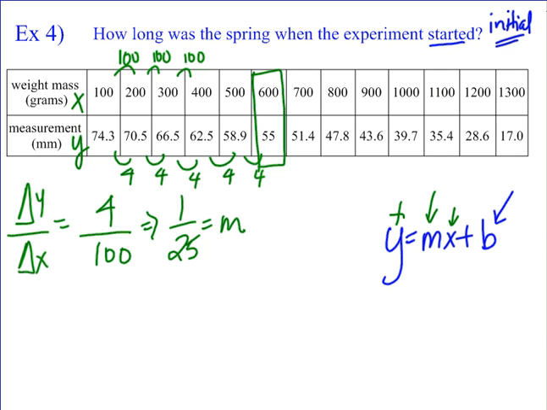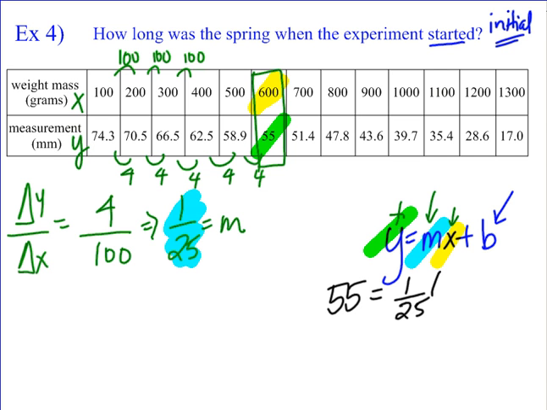So what we're going to do now is take all these different pieces of information. That's going to be the x. 55 is our y. Our slope is going to go here. And we're going to substitute this information into the equation and solve for it. So we're going to put 55 equals 1/25th times 600 plus b. And we're going to try and figure out what b is. What is that initial spring length?